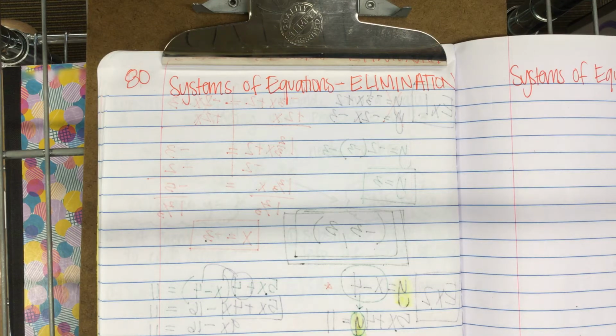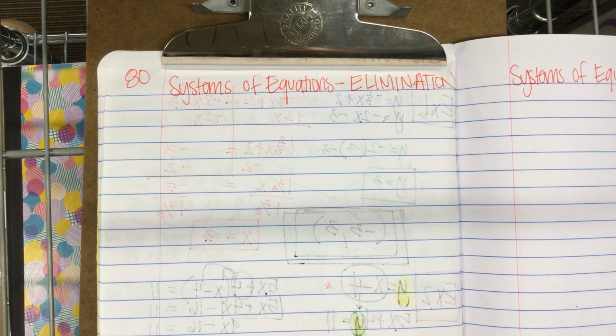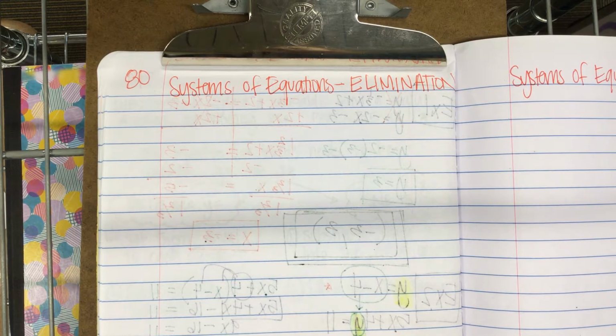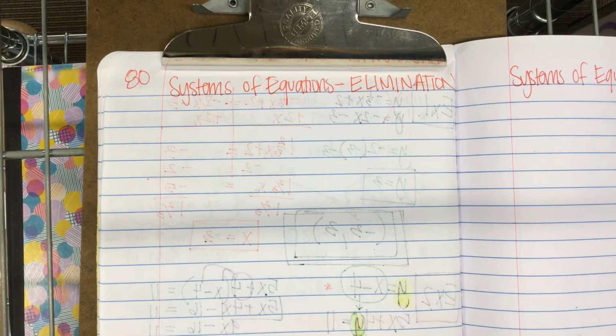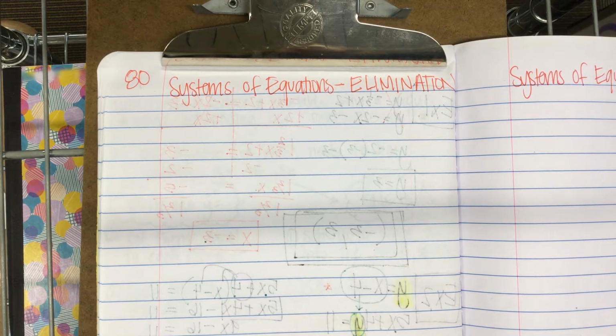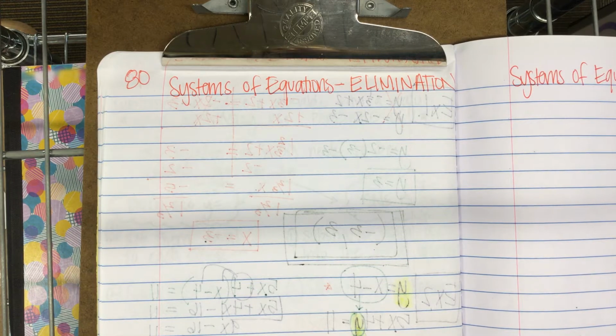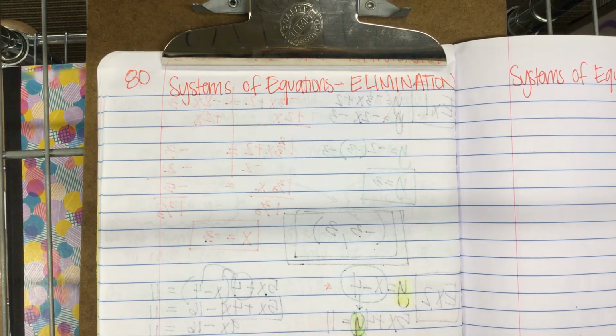So again, systems where there are two or more linear equations, two or more problems in the same set. And the answer to those problems is an intersection point, or intersection shade if it's an inequality. We can solve for that ordered pair by either graphing it, substituting, and today we're learning the third way, which is elimination.